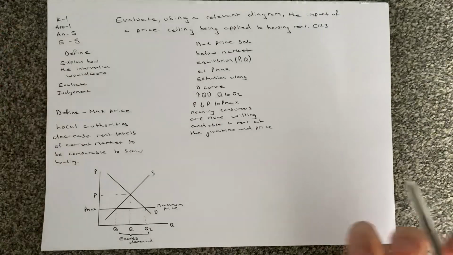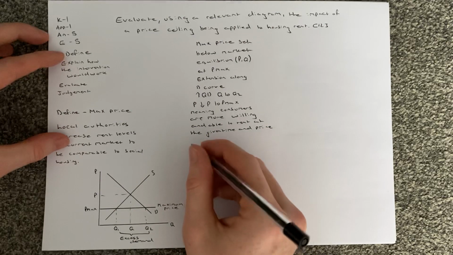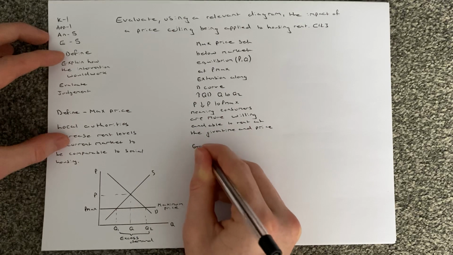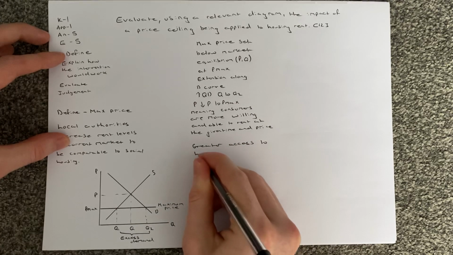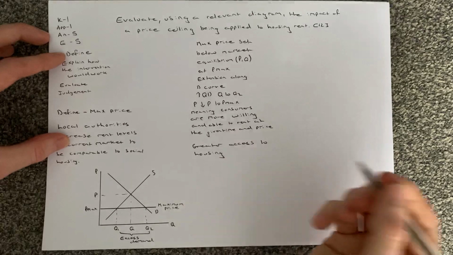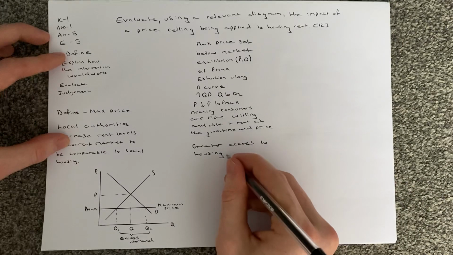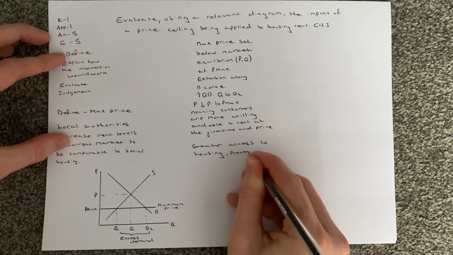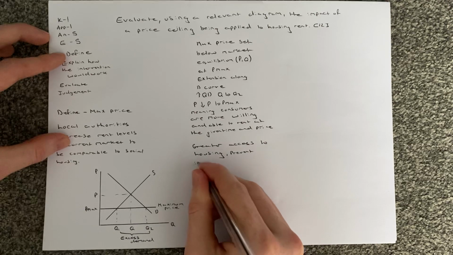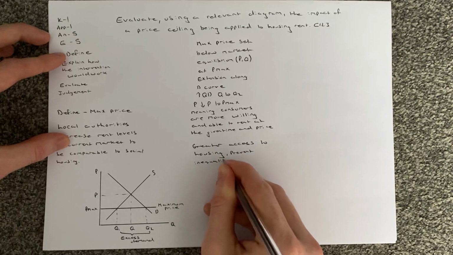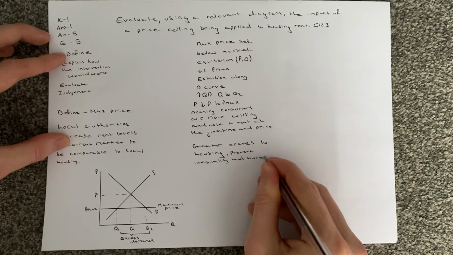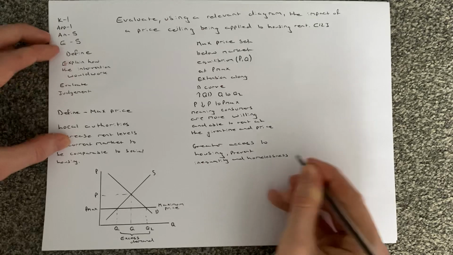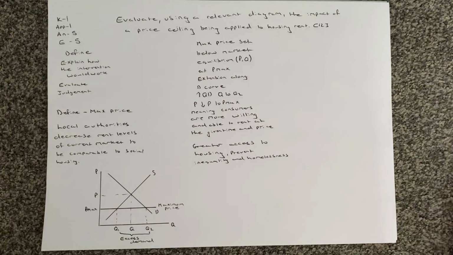Okay, so let's just make sure we answer the question here. As a result, there should be greater access to housing, and what that should do is prevent inequality and also prevent homelessness as well. So giving greater access to housing should prevent inequality and also prevent homelessness.